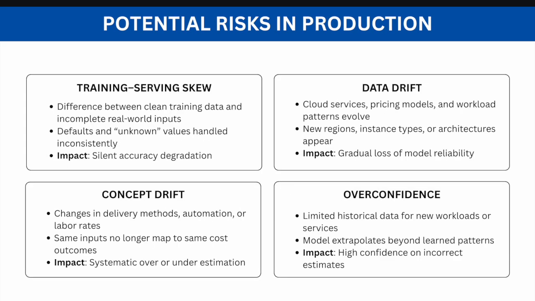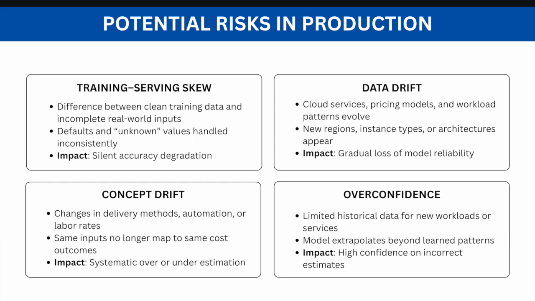There might be a difference between clean training data and incomplete real-world inputs, because our customer doesn't give all the inputs right away. So sometimes we have to deal with missing data. Defaults and unknown values are handled inconsistently, so there can be a silent accuracy regression over time. And then there could be data drift. Cloud services, pricing models, and workload patterns evolve over time. New regions, instance types, and architectures appear periodically, so there can be a gradual loss of model reliability.